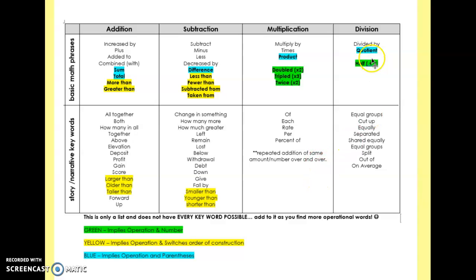Division. Here are some words that we more commonly hear in the English language. So equally, separated. I'm going to split the bill with me and my friends. I want to make equal groups so that, if I'm at a basketball tournament, we can all play fair matches. Things like that. So again, this does not encompass every keyword possible. You're more than welcome to add to it as you find more words. But this helps give you a basis of what you're looking for. So let's dive into some examples.